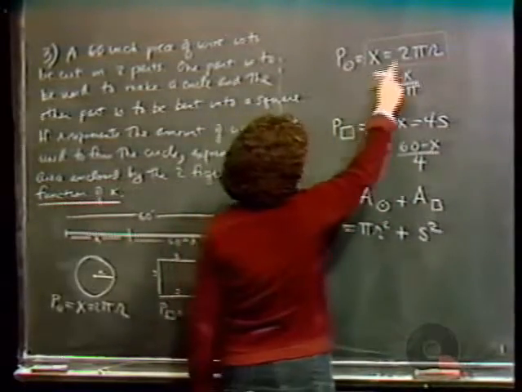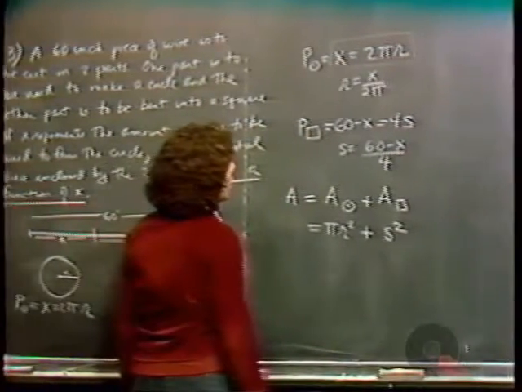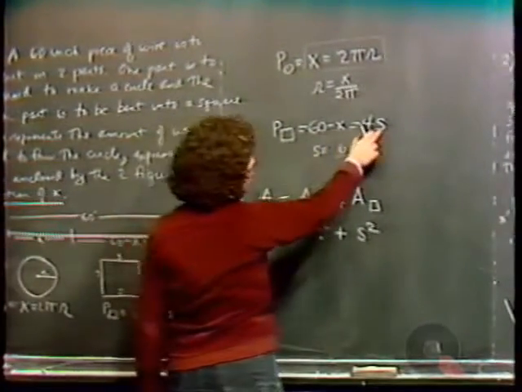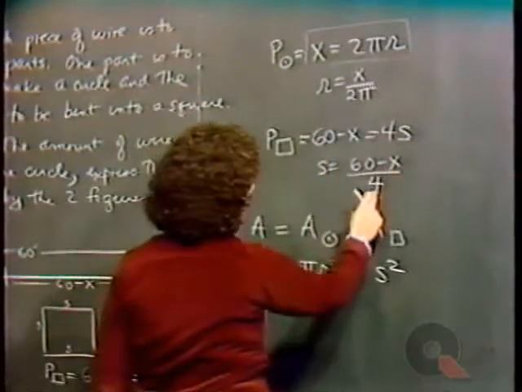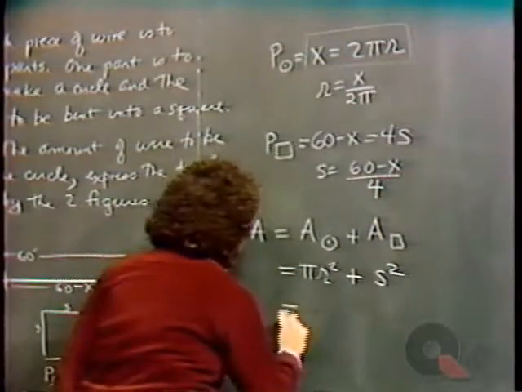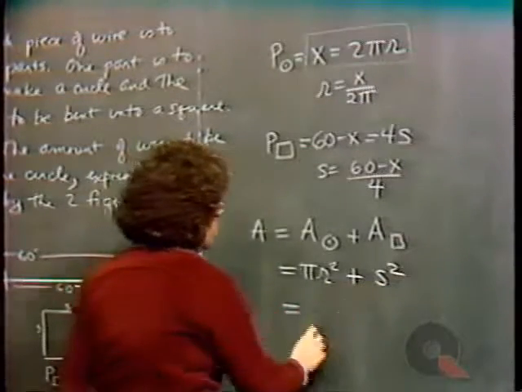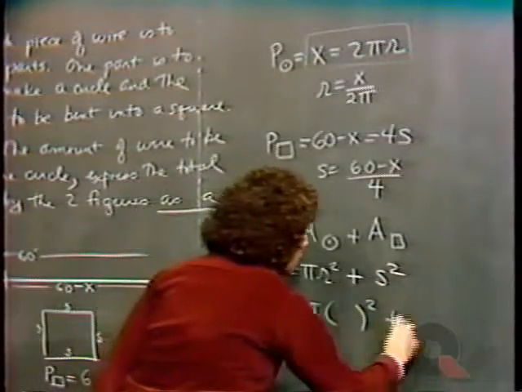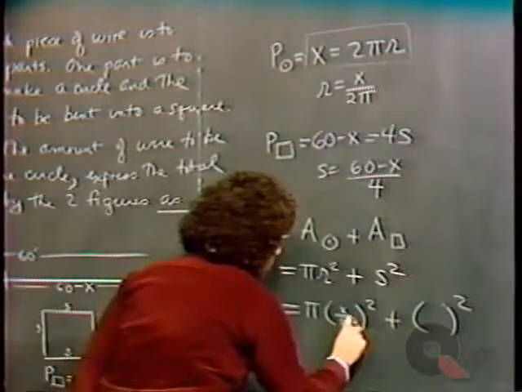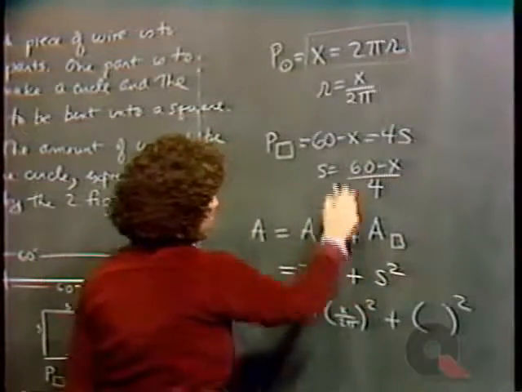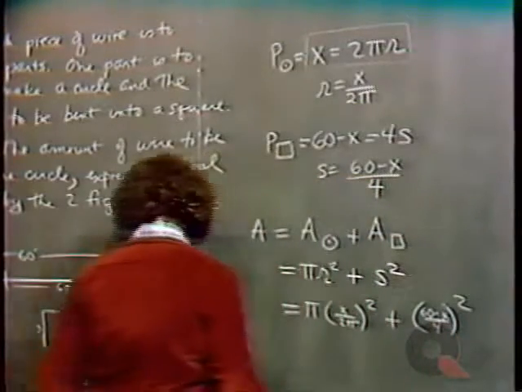Okay, so we took the top equation, x is equal to 2 pi r. We solved for r by dividing both sides by 2 pi. r is equal to x over 2 pi. Similarly here, we solved for s. We divided both sides by 4. s is equal to (60 minus x) over 4. Okay, now we're ready to substitute in here. The total area is pi r squared plus s squared. But we now know that r is x over 2 pi, and that s is (60 minus x) over 4.